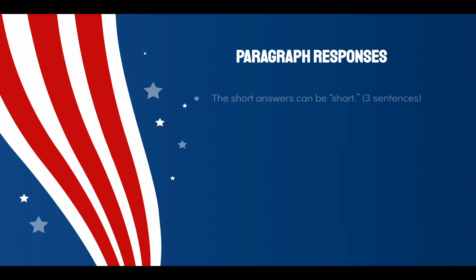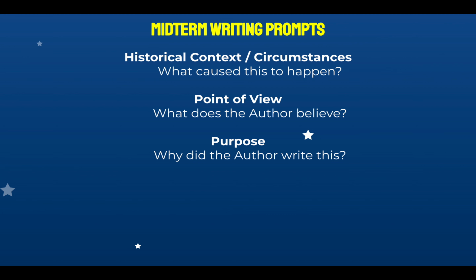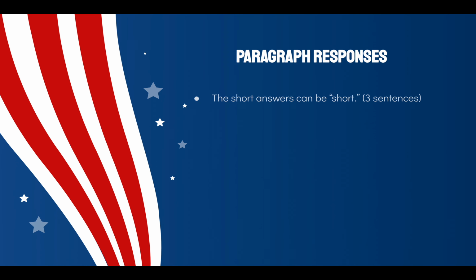Your responses are pretty specific. Those first set, historical context, point of view, purpose, the ones where you're using only one document, they're shorter responses. That's why short is in quotes, maybe 3 sentences. But then those other two, the ones where you're using two documents, if you're given a compare-contrast or a turning point, the midterm will tell you, write a paragraph.